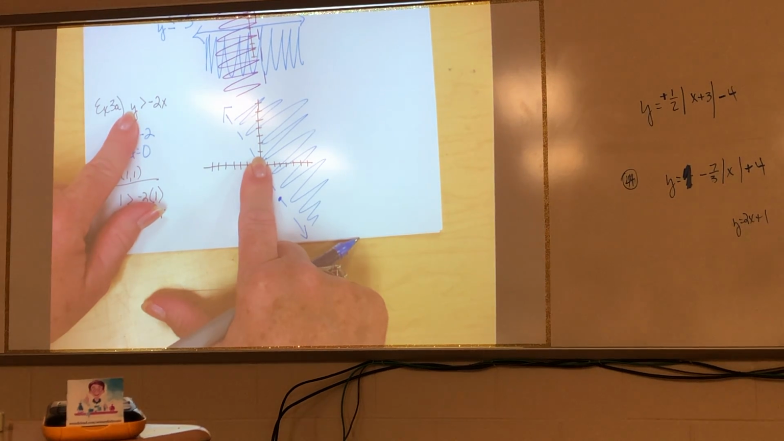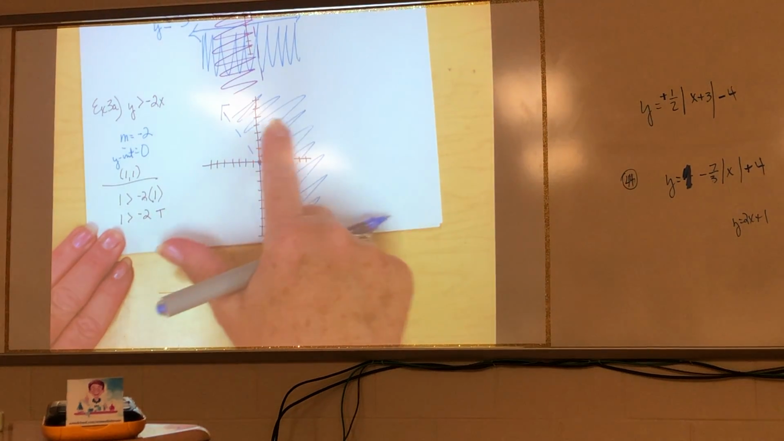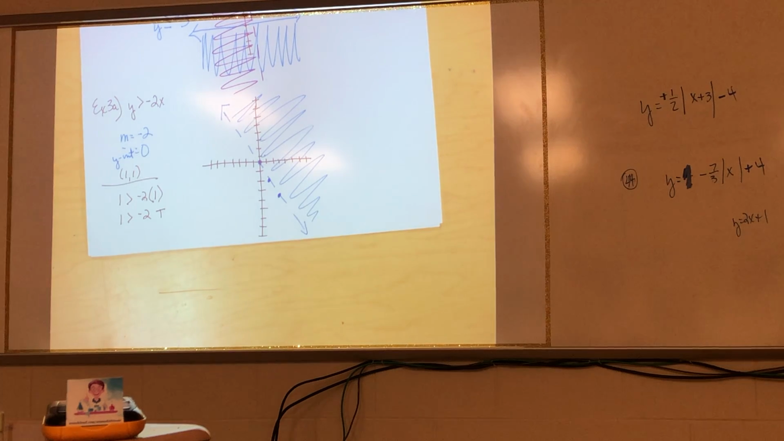I want the y's that are greater than. Would that be above my finger or below my finger? Above. So that's where you shade. Cool. See what I'm saying?